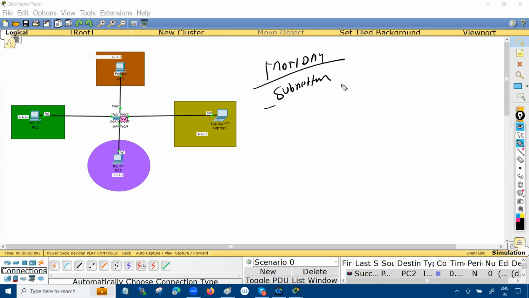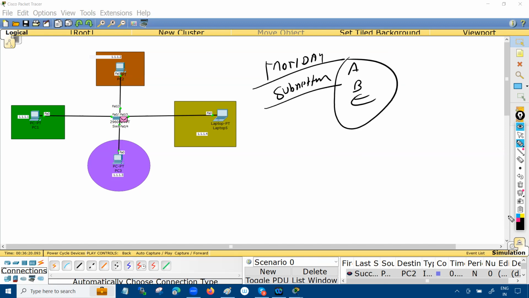Subnetting for classes A, B, C. We cannot do subnetting for class D, right? I told you yesterday the reason why we cannot do class D subnetting: because for class D, a single IP address represents a particular group. So we cannot do subnetting in class D. We can do subnetting in classes A, B, and C.